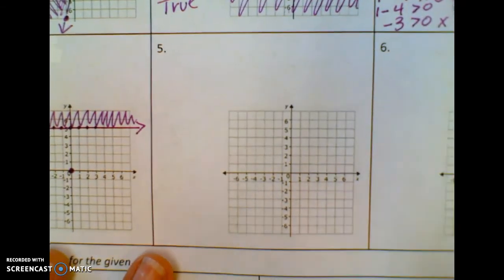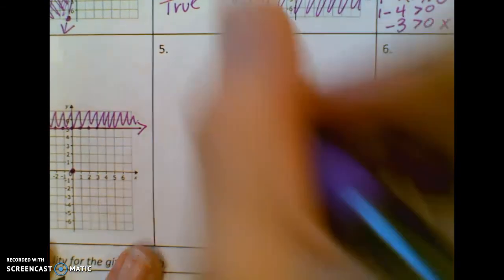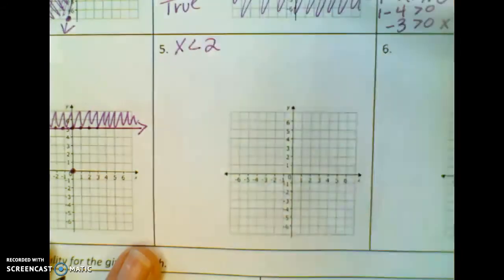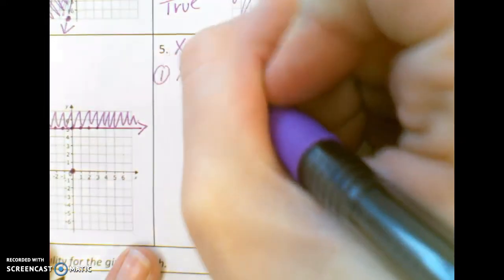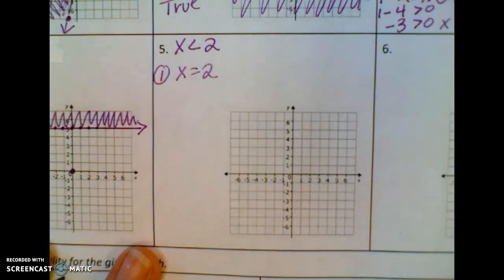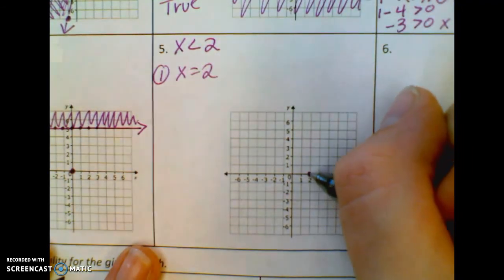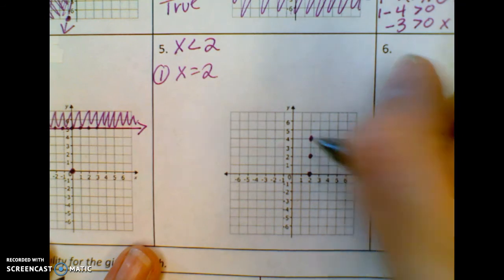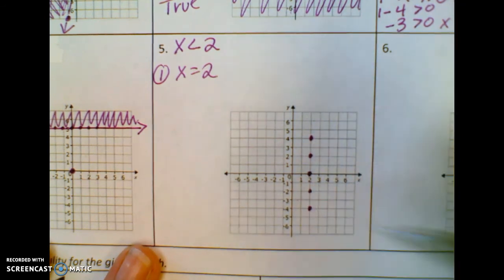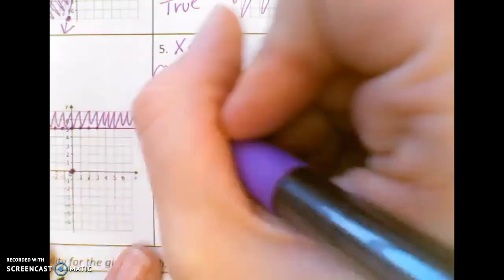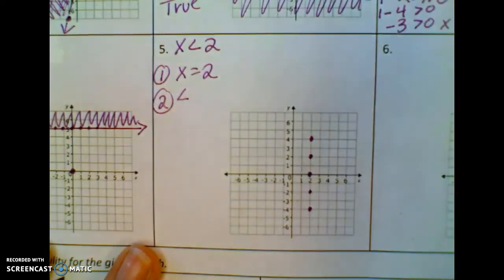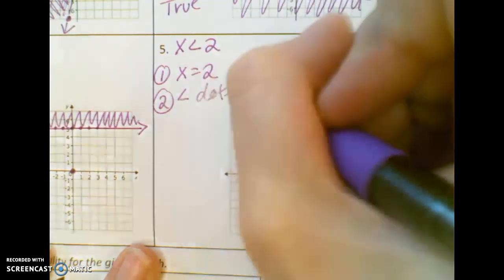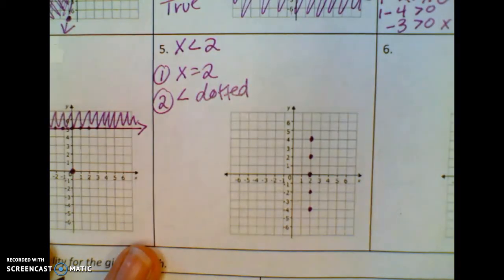Now let's look at one where we don't have a y. So if I have x is less than 2, step 1, I'm going to graph x equals 2. Now what kind of line is that? That is going to be a vertical line at x equals 2. So I'll have a line going through these points here at x equals 2. Second step, we want to know what kind of line this is. We have less than 2, so that is going to be a dotted line. A dotted line here.